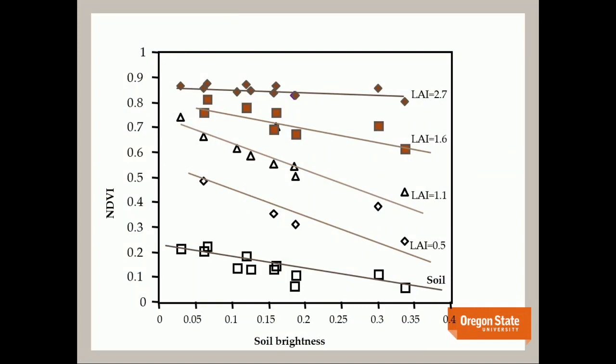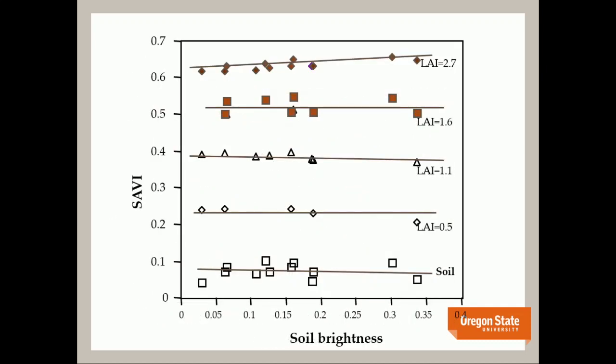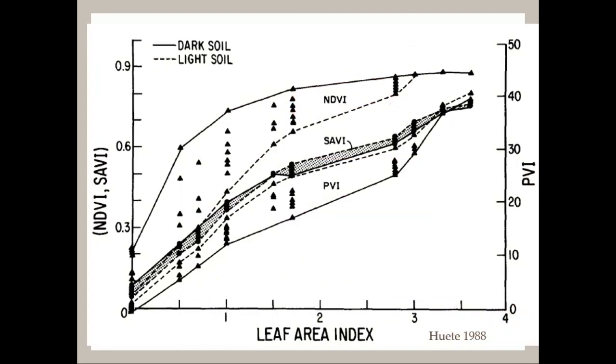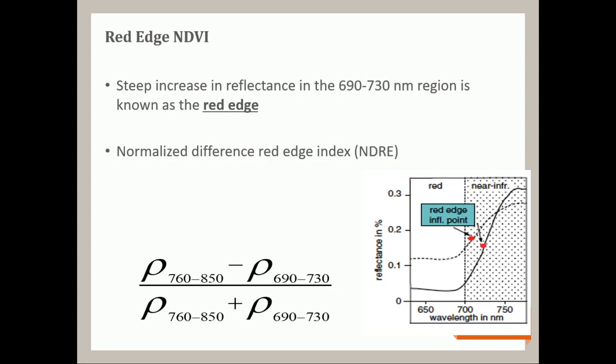Soil brightness versus NDVI is presented here, and the leaf area index is also presented in the form of NDVI. Soil versus SAVI, soil adjusted vegetation index, is presented here. NDVI versus SAVI is presented with respect to leaf area index. Red Edge NDVI. The steep increase in reflectance in the 690 to 730 nanometer region is known as the red edge.